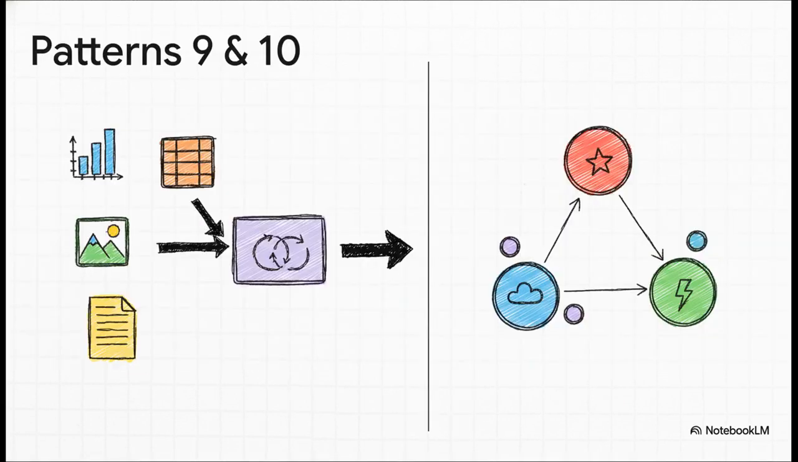And finally, we have patterns that tackle the complexity of real-world data. Number 9, multimodal RAG, goes beyond just text to handle charts, tables, and images by using vision models to describe what's in them. And number 10 is graph RAG. This builds a knowledge graph to explicitly map out all the entities and relationships in your data. For questions that require connecting the dots between many different documents, this thing dramatically outperforms standard search.